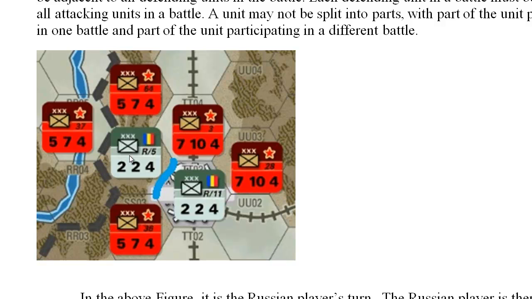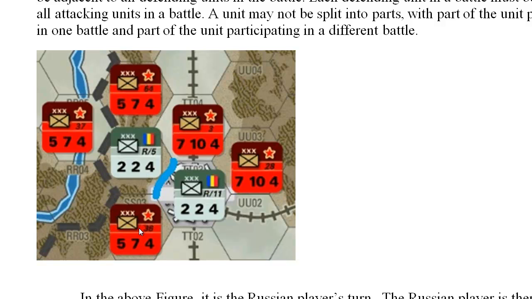So, for example, we'll start here. Here is a German unit, and these 2 Russian units are only next to this German unit. Therefore, these 2 Russian units absolutely must be attacking the German that I'm pointing at. Similarly, the 28th Infantry, this Russian 7-10-4, is adjacent to only one of the 2 German units. Therefore, this Russian unit must attack this German unit. No choice. However, there are 2 more units, 1, 2.